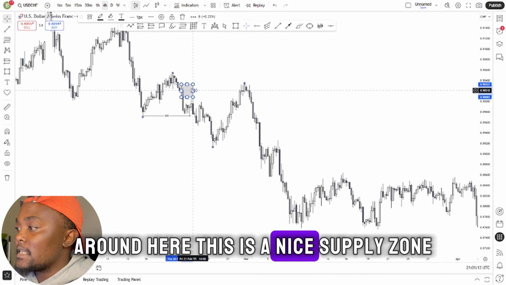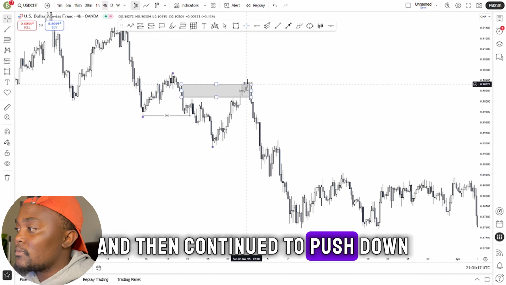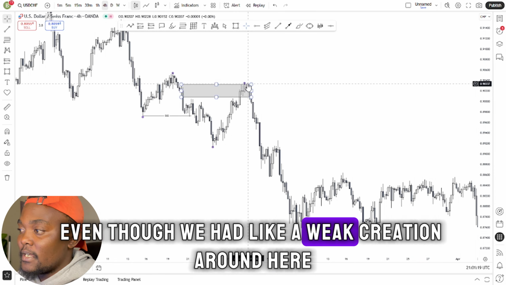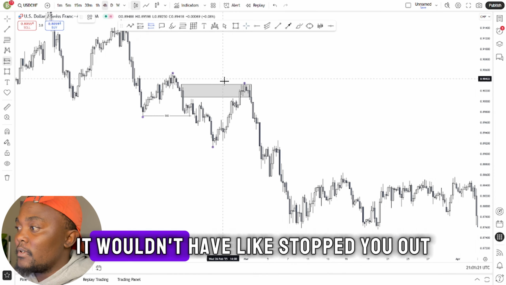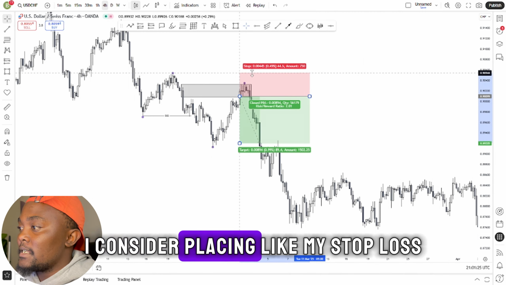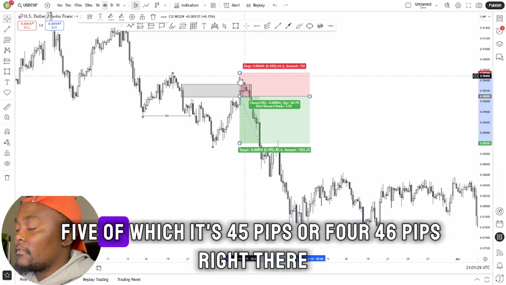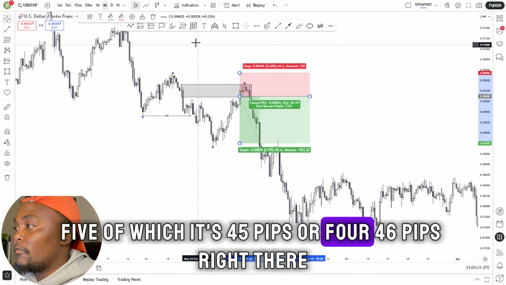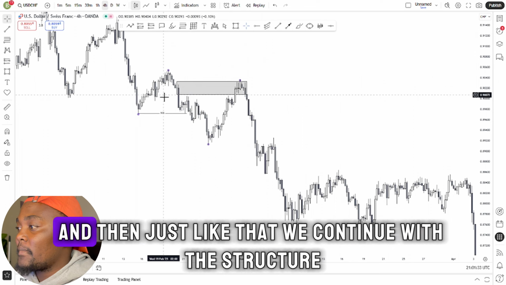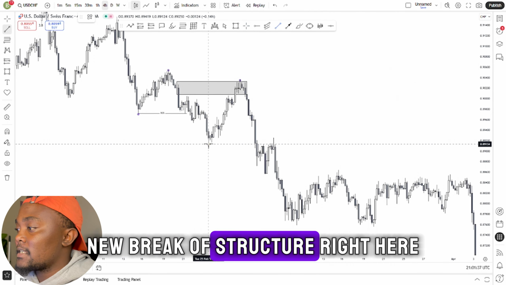This is a nice supply zone. As you can see, the market tapped into it and then continued to push down. Even though we had a weak creation around here, it wouldn't have stopped you out, just because most of the time I consider placing my stop loss just above that area here, of which it's 445, which is 45 pips, or 46 pips right there. And then just like that, we continue with the structure, new break of structure right here.